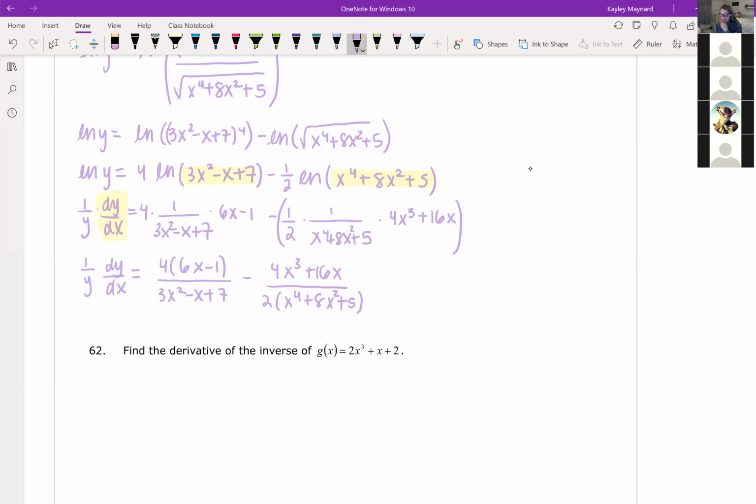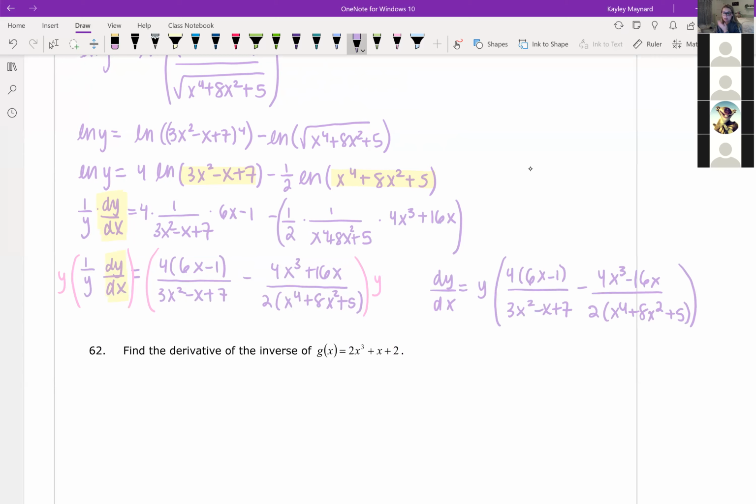So it's perfect. Okay, so like I said, we're solving for dy dx. So to do that, we need to get rid of this 1 over y. So we're just going to multiply both sides by y. Let's do this in another color so you guys can really see what I'm doing. Okay, so this becomes dy dx equals y times 4 times 6x minus 1 over 3x squared minus x plus 7 minus 4x cubed plus 16x over 2 times x to the 4th plus 8x squared plus 5.